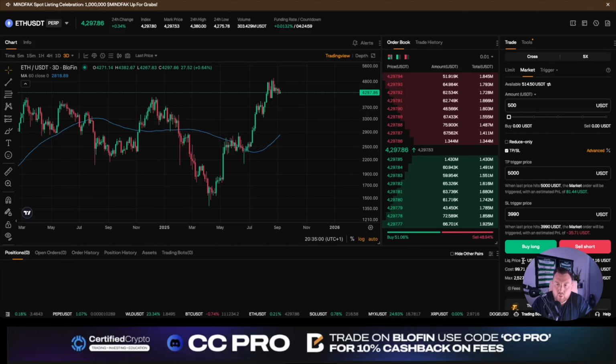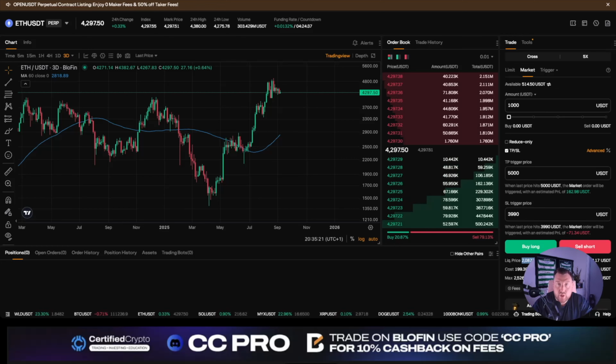Now, because we don't have a liquidation price, I'm actually going to increase this. I'm going to put it up to $1,000. That means it's now a $200 trade. As you can see, we now make $162 if the trade is profitable. We lose $71 if it goes to our stop loss. And if it drops as low as $2,000, we lose the entire balance of our account.